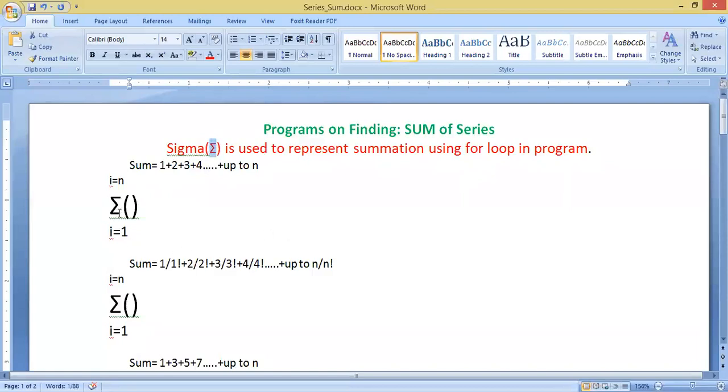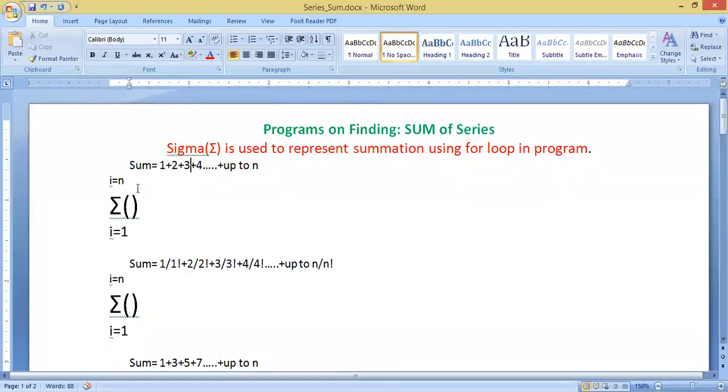Sigma is for summation purposes. Suppose you want to find this summation, which is simply an arithmetic progression. Even a formula is there, but I will not use the formula. I will use a for loop, right? We have even done this thing, right? Summation of natural numbers up to n. Suppose n is given as 4, so I'll add 1 plus 2 plus 3 plus 4. So sum is equal to sum plus i. We have already done this, right?